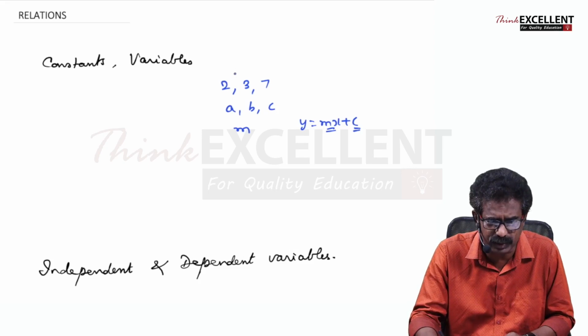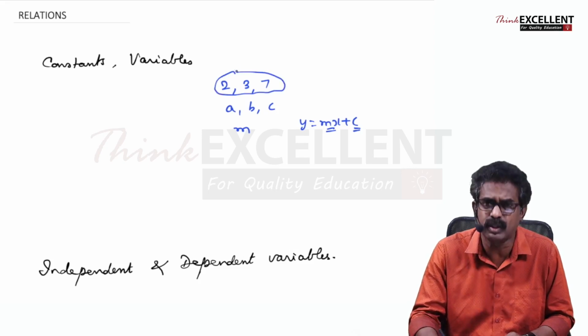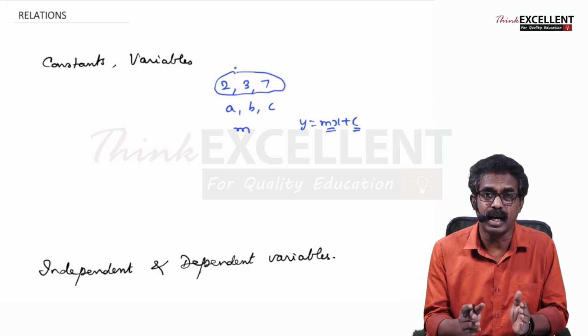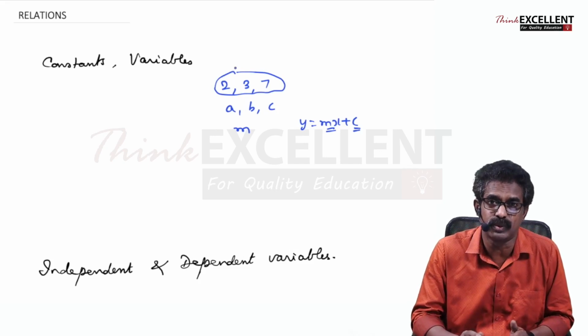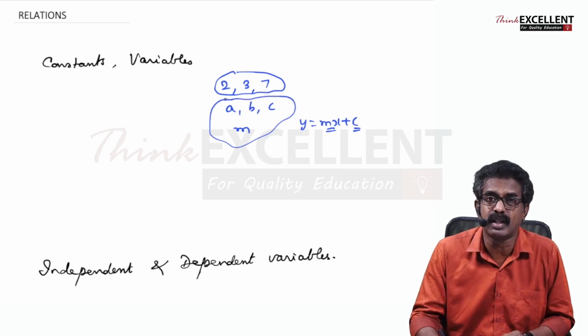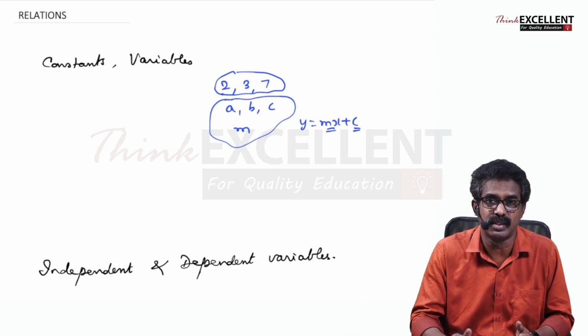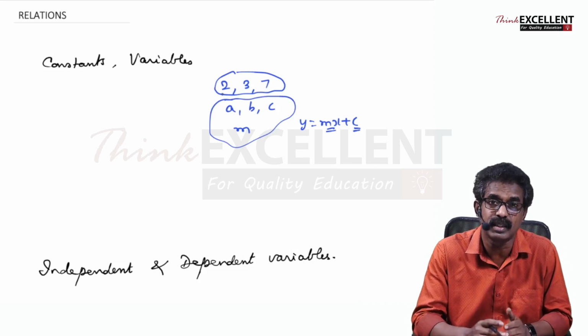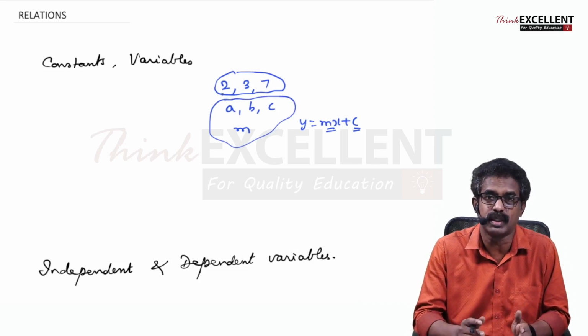There are two types of constants. This 2, 3, 7 are numerical constants. It has some specific value. So they are numerical constants. And this A, B, C, M, all these constants we call arbitrary constants. In different sums, in different situations, it takes different values.